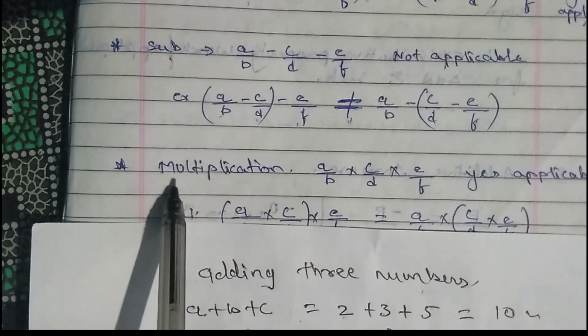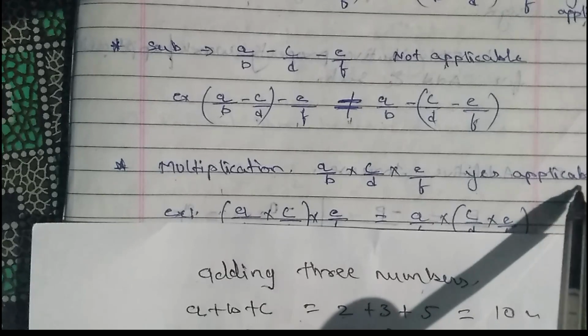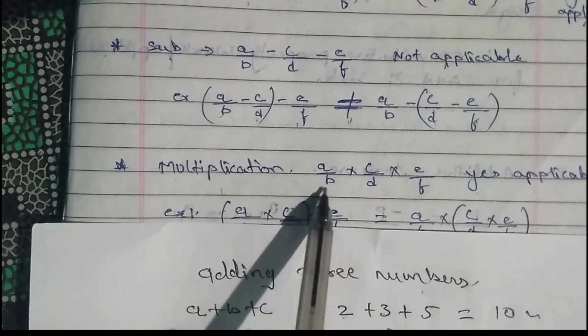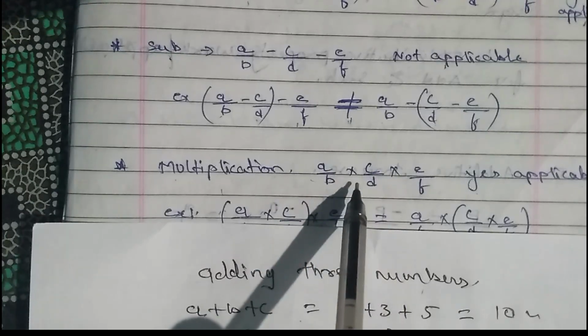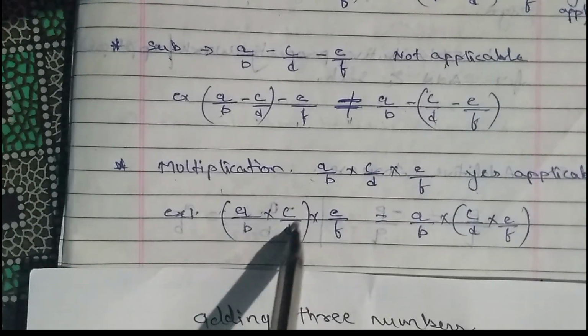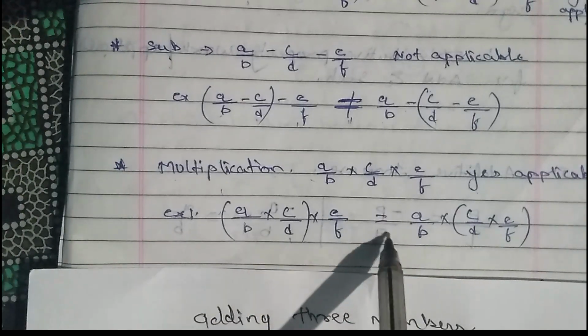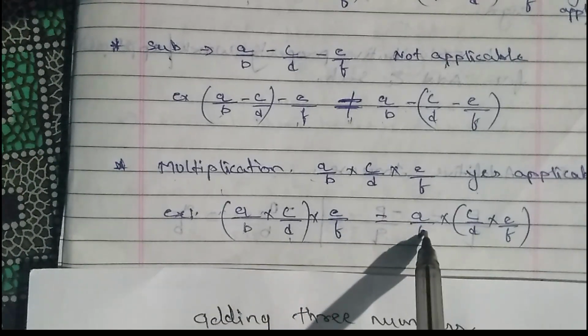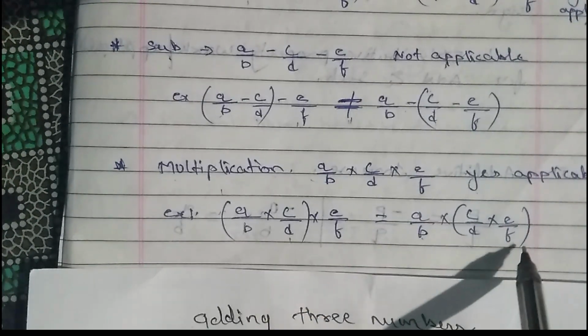Now associative property for multiplication, yes, now you can easily understand what I am going to say. If you make a group of any of these two, for example A upon B and C upon D, and keep E upon F separate, it is exactly the same as A upon B multiplied by a group of C upon D and E upon F.